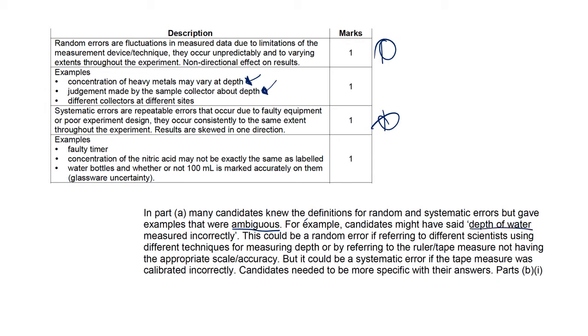If you just say depth of water measured incorrectly, it could be random or it could be systematic, right? If it's random, it's because the scientists aren't going to collect it exactly the same way every single time. But if it's systematic, it's because your tape measure is broken and so you're measuring it at 40 centimeters instead of 50 centimeters, that's always going to be a systematic error. So you need to be specific with your answers.